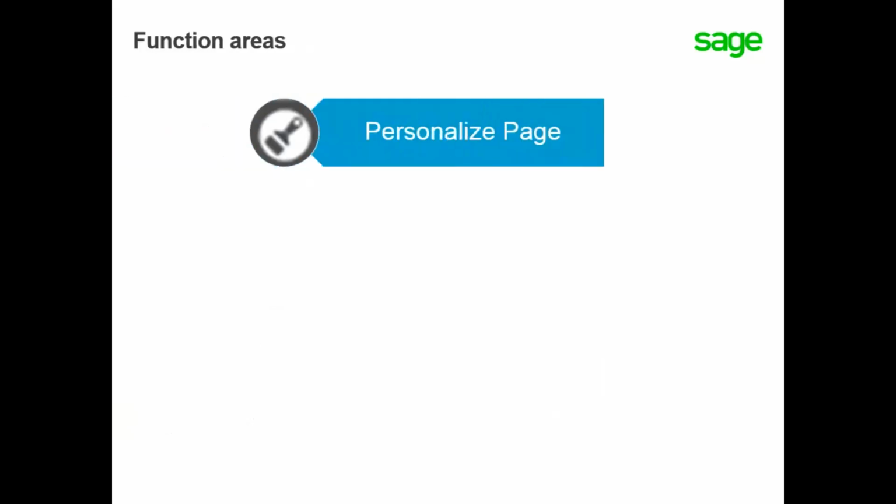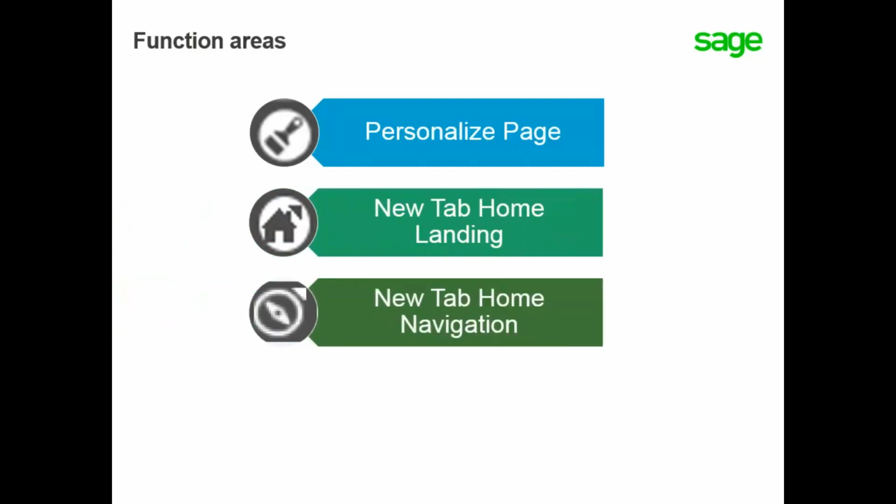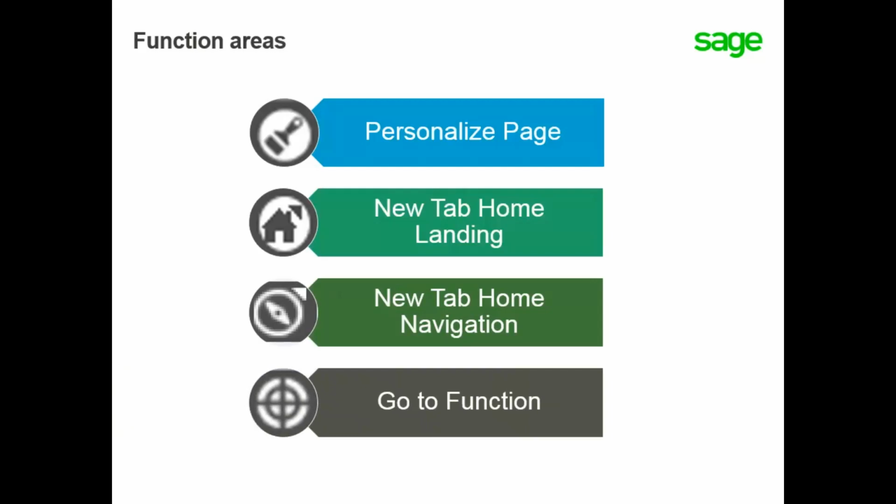Now, within a function, there are additional icons, including the personalizing paintbrush that allows you to personalize any page or screen. There's the house with an arrow that opens a new session in a new tab into your landing pages. There's the compass with an arrow, also opens a new session in a new tab, but into your navigation pages. And the target that goes to the Go To function, which allows you to access, search, and save favorite functions.